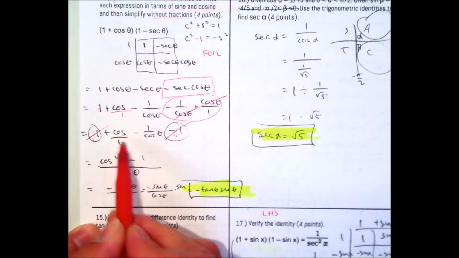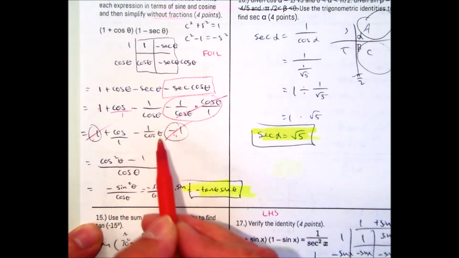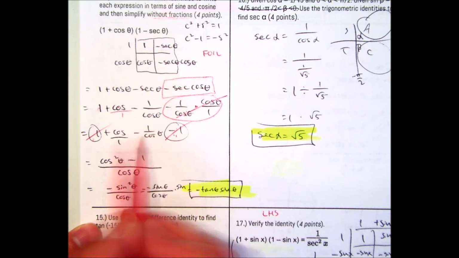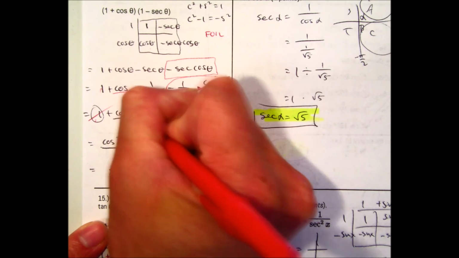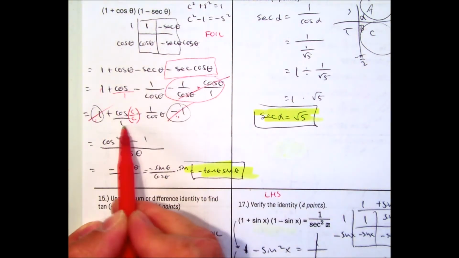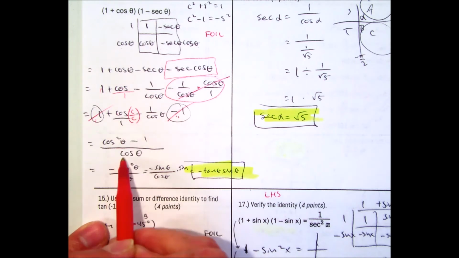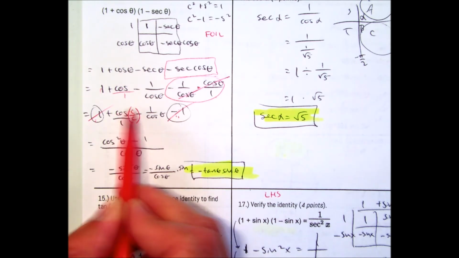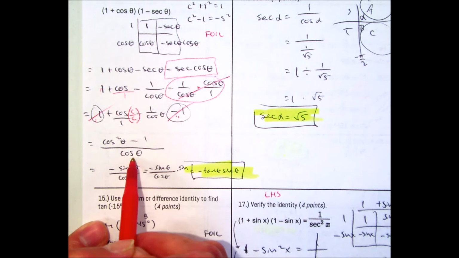You're left with cosine theta minus 1 over cosine of theta. You need a common denominator with the fractions. Multiply this side by cosine over cosine. You're going to get cosine squared theta over cosine theta. So cosine squared minus 1 over cosine.